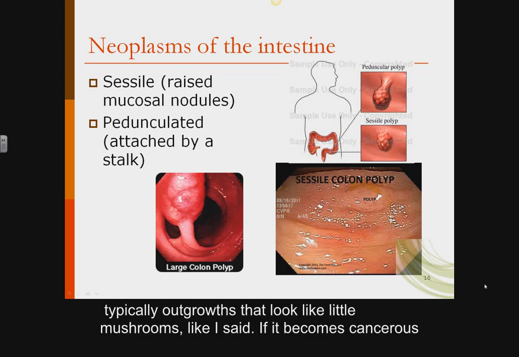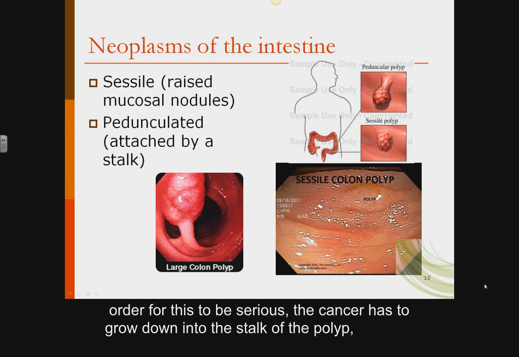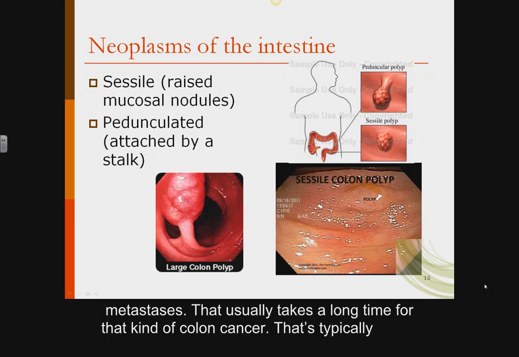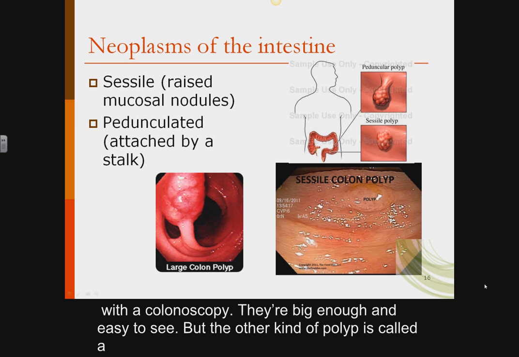If it becomes cancerous or dysplastic, typically it's on the top of the polyp where the cancer will form. And in order for this to be serious, the cancer has to grow down into the stalk of the polyp and then down into the mucosa and down into the blood vessels, and then you can have metastases. That usually takes a long time for that kind of colon cancer. That's typically the one they'll go in and just snip out during colonoscopy, and they're big enough and easy to see with a colonoscopy.